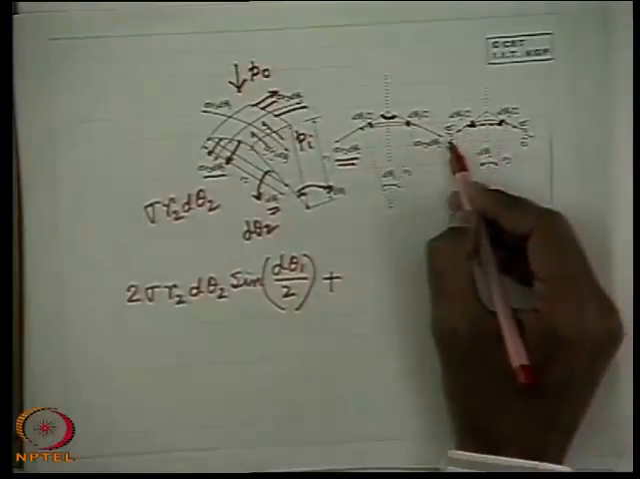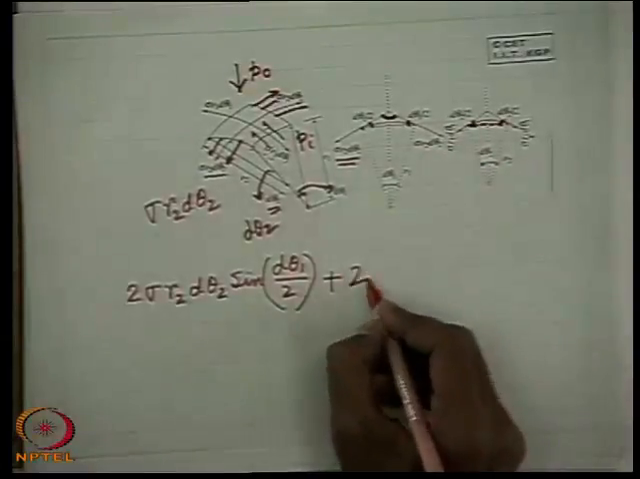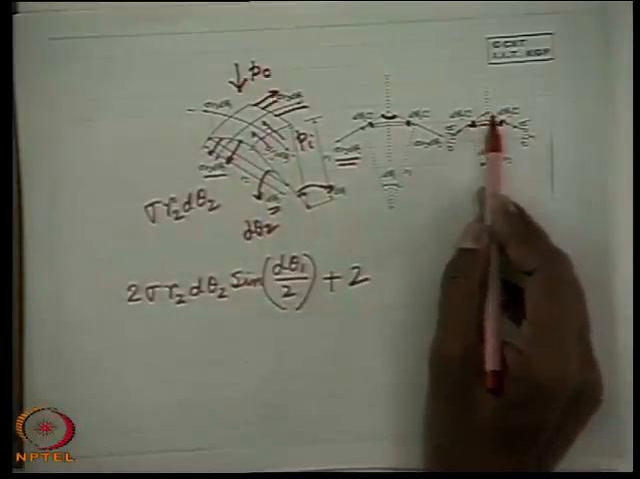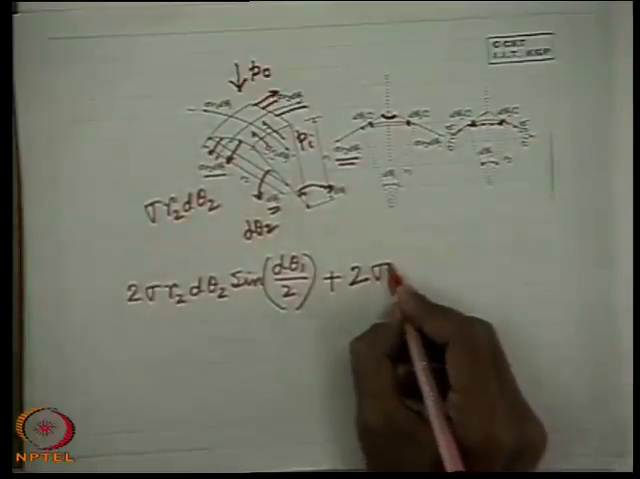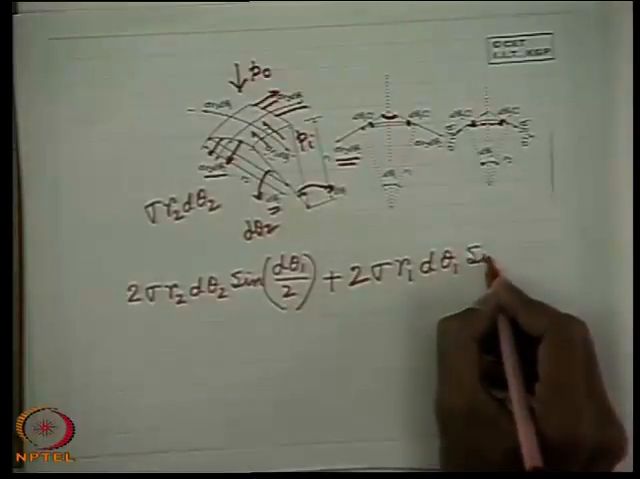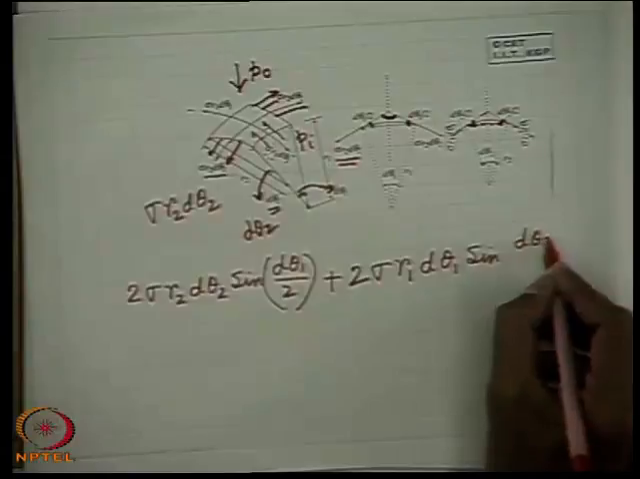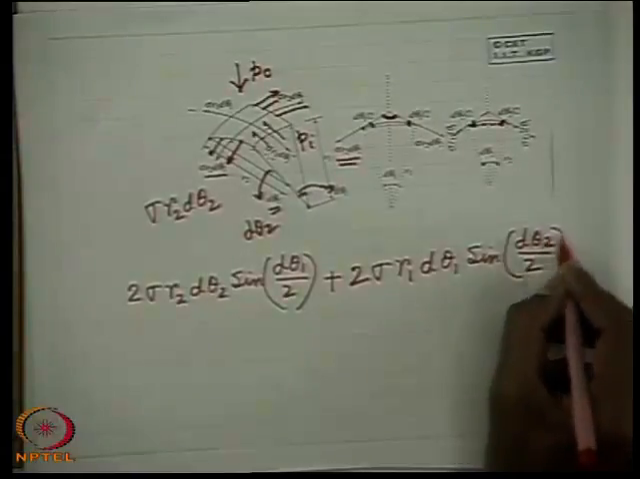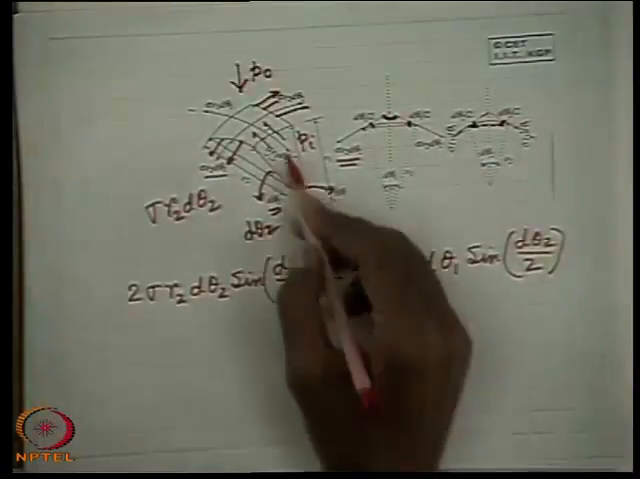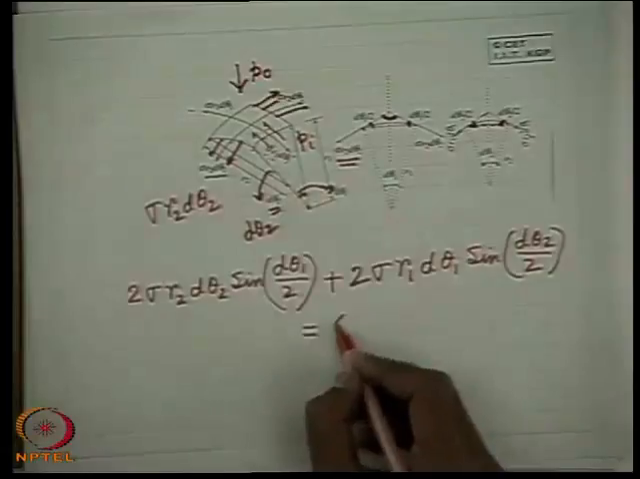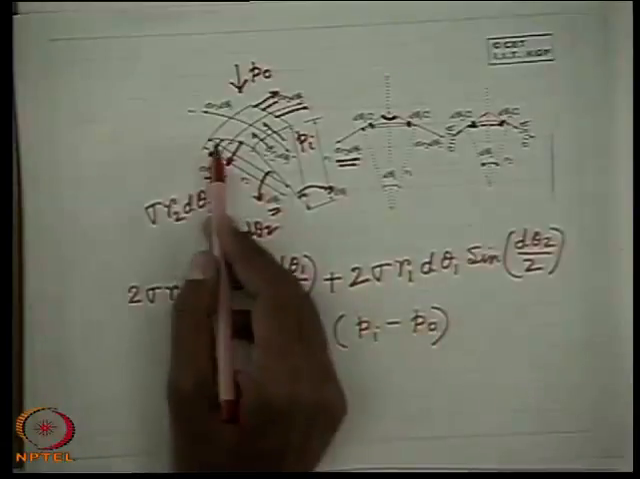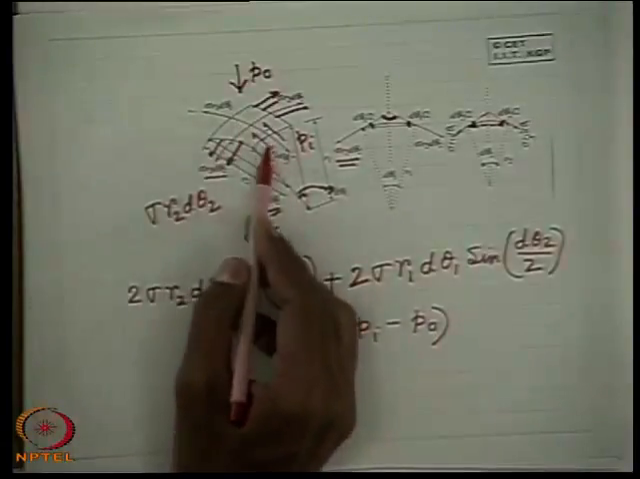Similarly, the force component due to sigma R1 d theta 1 on both the sides, that means this side and this side, which is shown like this, is twice sigma R1 d theta 1 sine d theta 2 by 2. And this net force in the downward direction will be balanced by the net pressure force in the upward direction. That means Pi minus P0 times the surface area over which the difference of pressure acts.